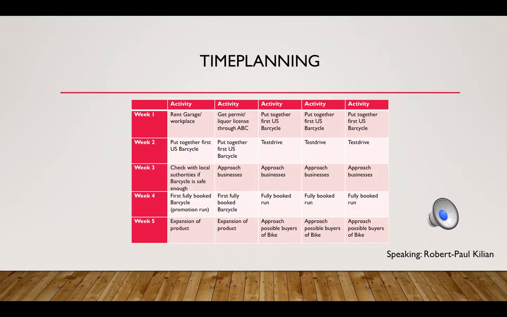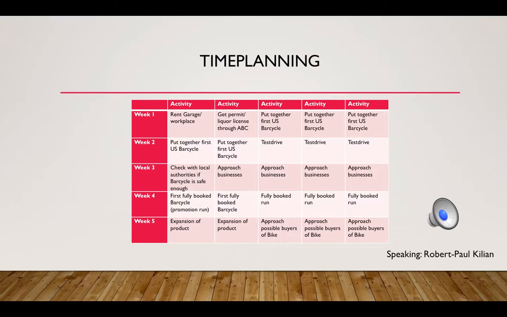And starting from this point, we hope to have our first runs fully booked the last days of that week, week 4. And after that, we will be looking in week 5 for expansion of our product. This will be our main focus. Approach possible buyers of the bike afterwards. Of course, to interest them to actually purchase their own bar cycle instead of just only renting them to tourists and other passengers. We would like them to actually invest in our product as well.